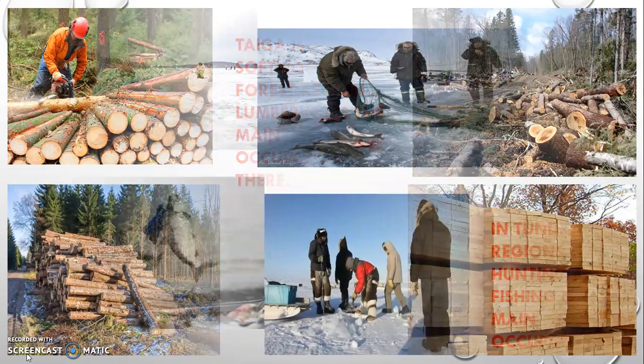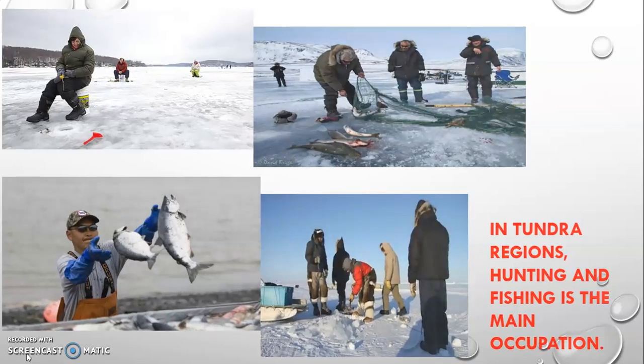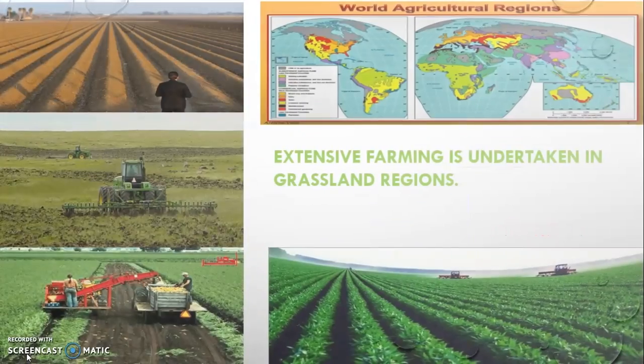Now, moving ahead, the next type of region we studied was the tundra region. Now, in the tundra region, because it is towards the poles, where major land is covered only with ice, the major occupation of the people is hunting and fishing. Population is very less over there. So people here are mostly engaged in hunting and fishing of animals, as you can see in the picture. So the main occupation of the tundra region is hunting.